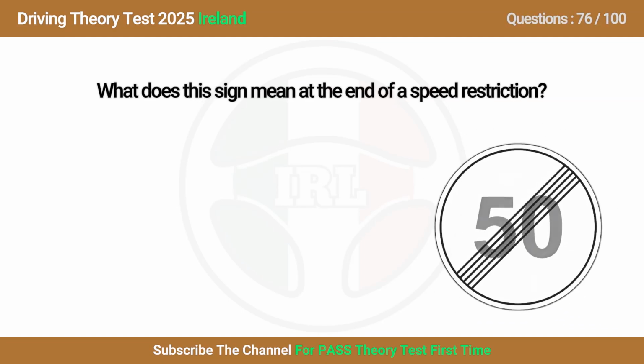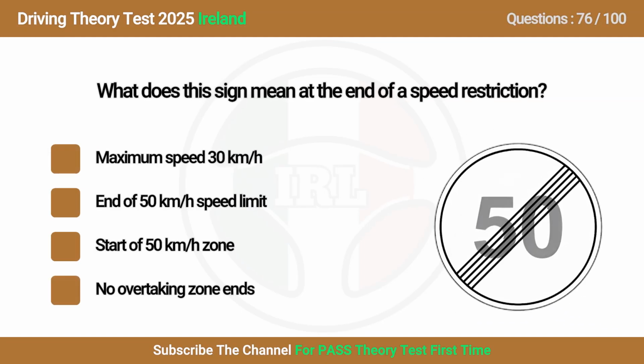Question 76. What does this sign mean at the end of a speed restriction? A. Maximum speed 30 kilometers per hour. B. End of 50 kilometers per hour speed limit. C. Start of 50 kilometers per hour zone. D. No overtaking zone ends.